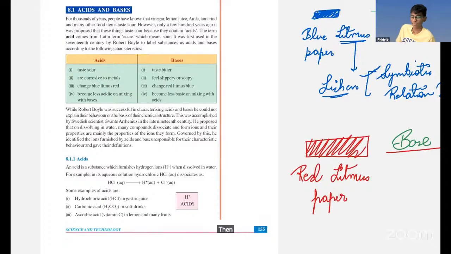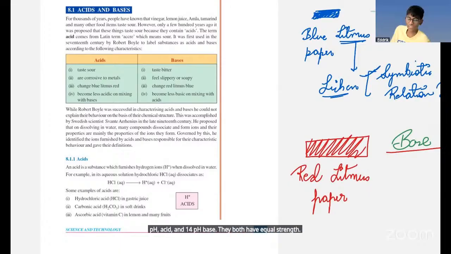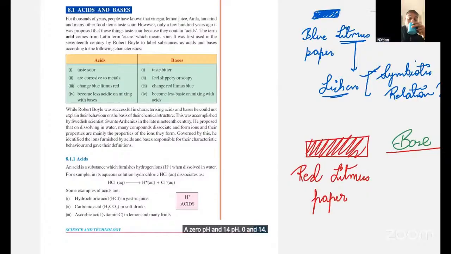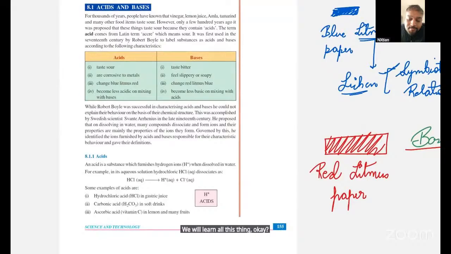Then bases, alkali, are also dangerous. In pH, which we are going to learn, if I take 0 pH acid and 14 pH base, they both have equal strength. We will learn all this. And they become less acidic on mixing with base, and less basic when mixing with acid. So acid and base are like this: if acid is +2, base is -2.